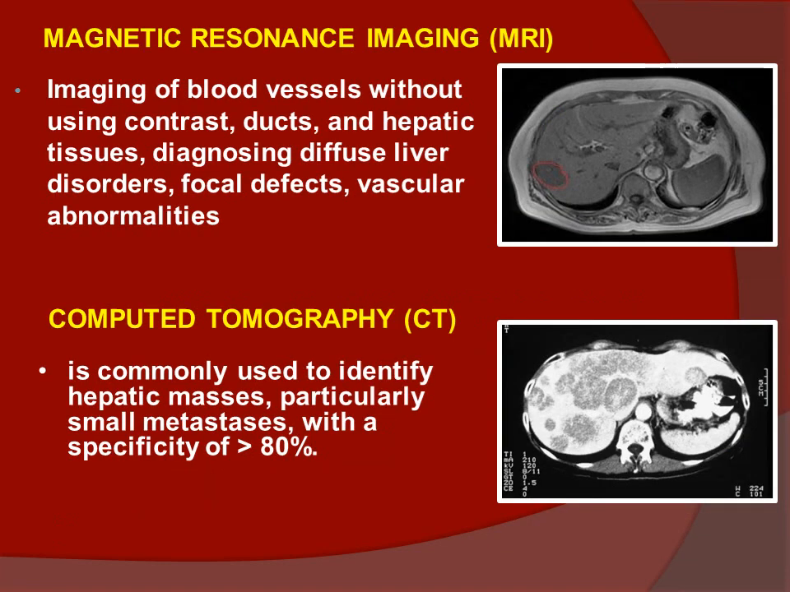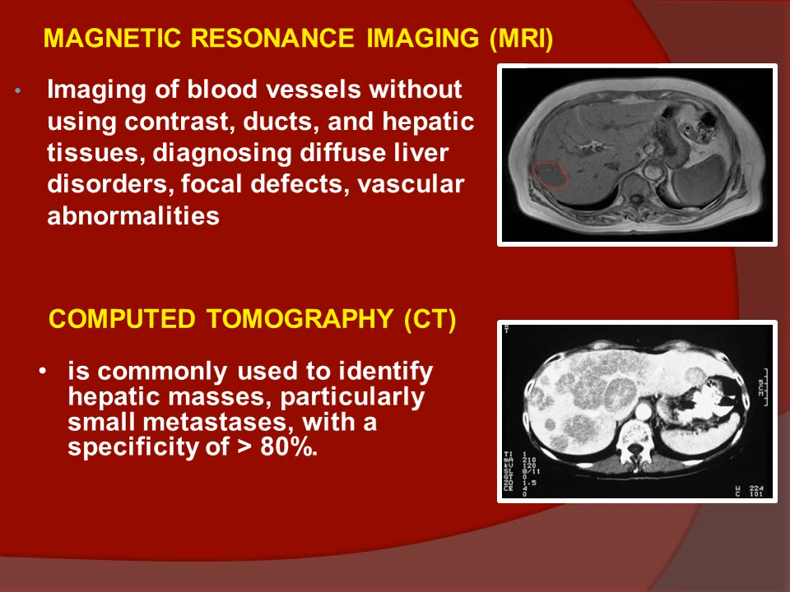Magnetic resonance imaging, MRI, is used to image blood vessels, ducts, and hepatic tissues. MRI is superior for diagnosing diffuse liver disorders, for example, fatty liver and hemochromatosis, and for clarifying some focal defects. MRI also shows blood flow and therefore can be used in diagnosis of vascular abnormalities and vascular mapping.